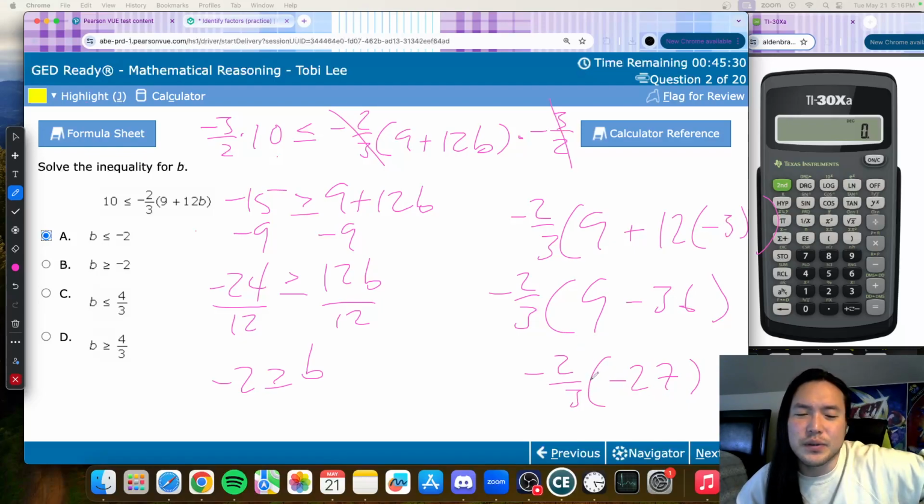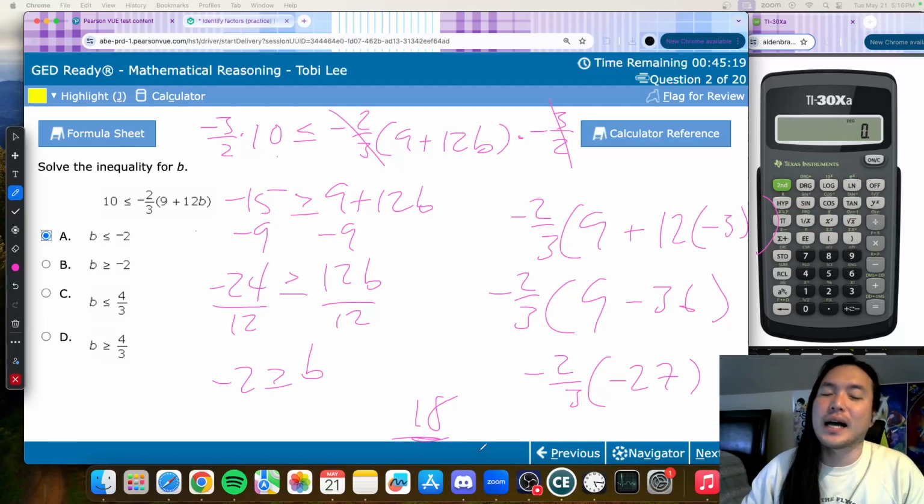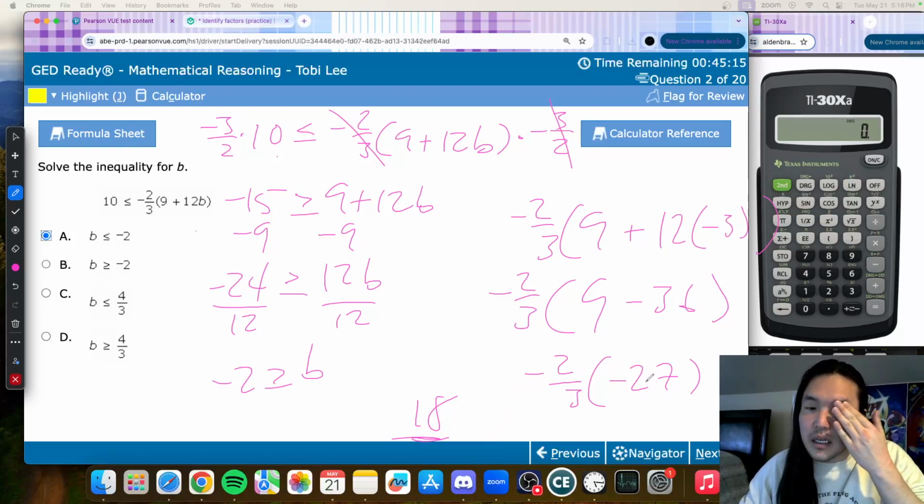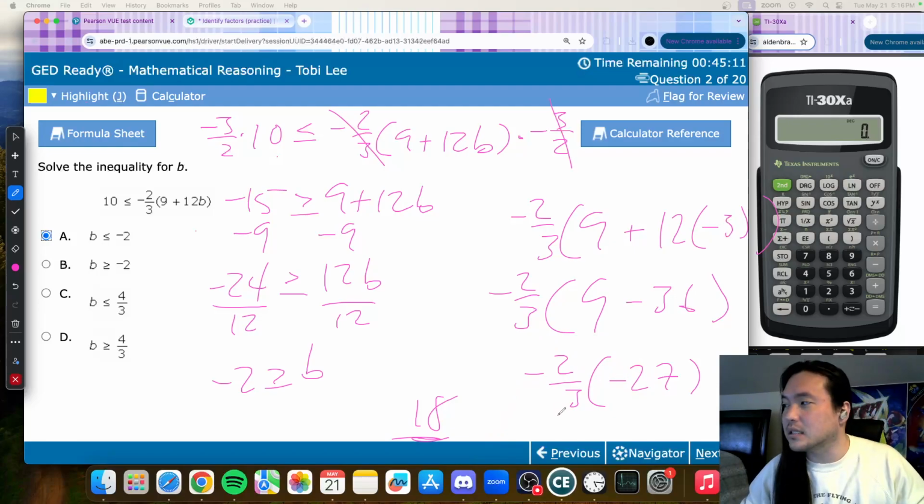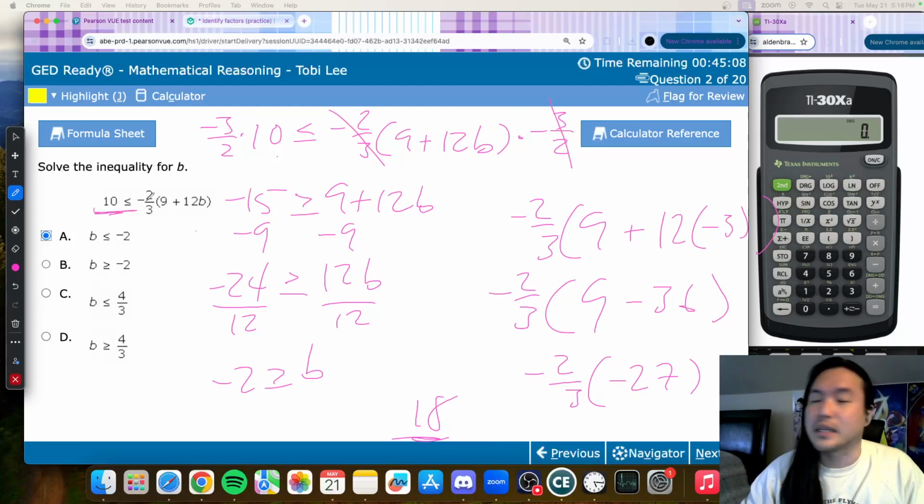-27 times -2/3: 27 divided by 3 is 9, times 2 is 18, right? And -2/3 times -27 is positive 18. So negatives cancel. Negative times a negative is positive. 27 divided by 3 is 9. 9 times 2 is 18. 18 is definitely greater than 10. Perfect. Looks good.